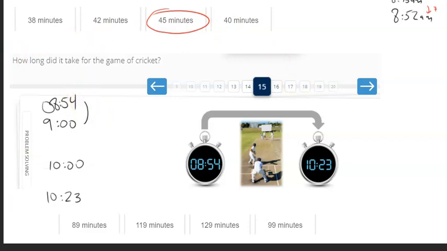So let's go from 8:54 to 9. This is 6 minutes. And then from 9 to 10 is 1 hour. Now, before I continue, you'll notice that none of these solutions have to do with hours. They're all provided in minutes. So instead of writing 1 hour, I'm going to write 60 minutes. And then from 10 to 10:23, this is 23 minutes. So all up, 60 plus 23 is just 83 minutes, plus another 6 is 89 minutes. So our solution for this one is this one here.